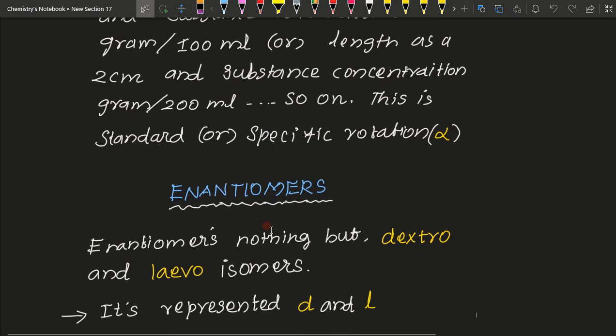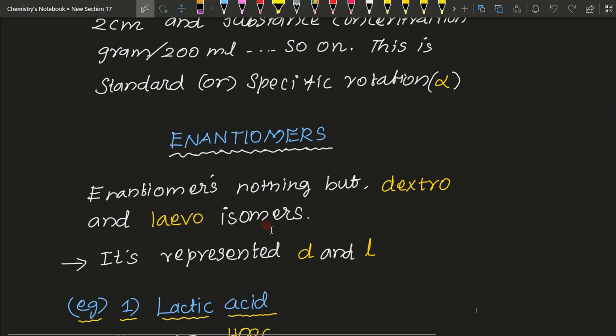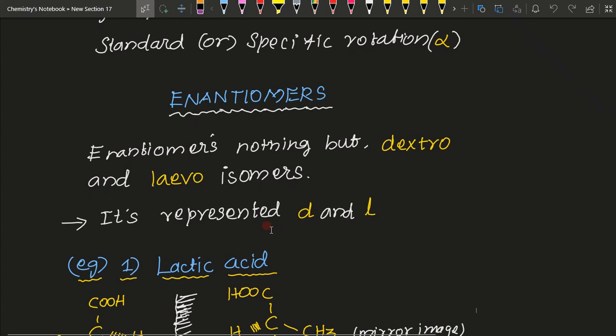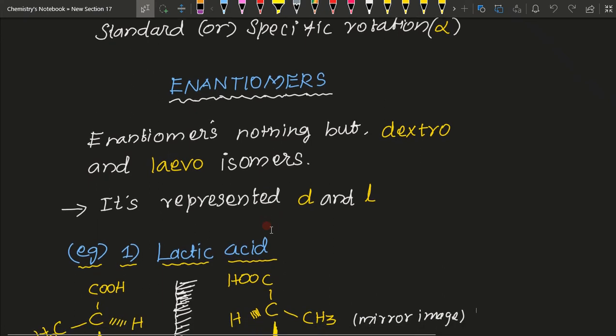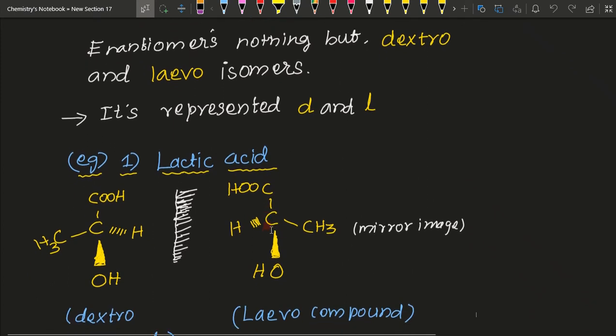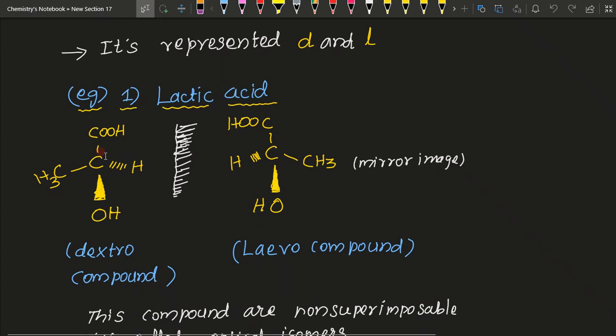Enantiomers. What are enantiomers? Enantiomers are nothing but dextro and levo isomers, represented as D and L. For example, first one, lactic acid. See the lactic acid and its mirror image.